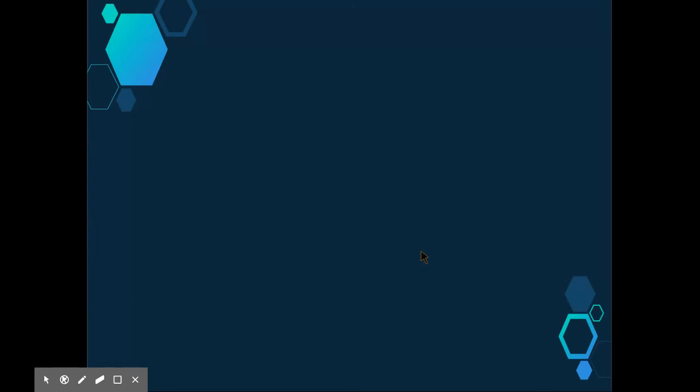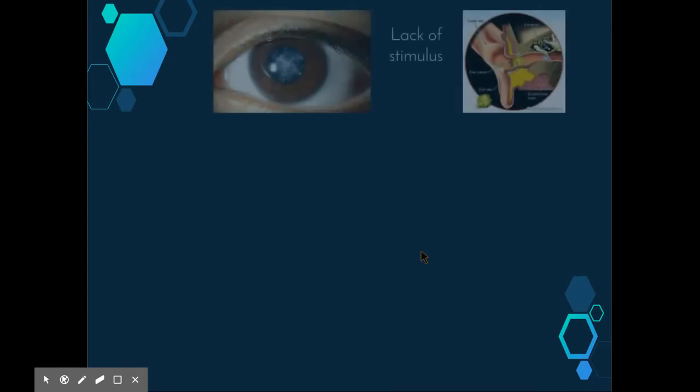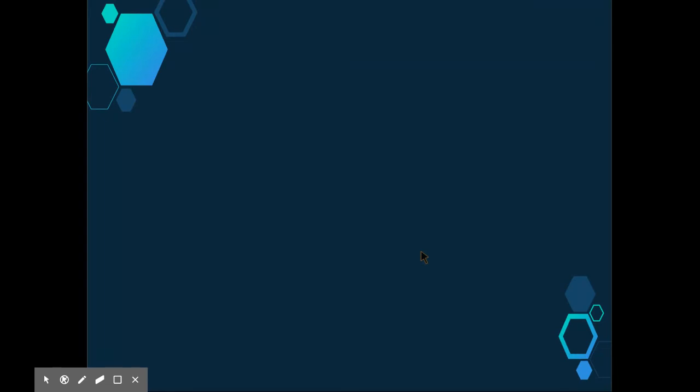So in order for us to be able to interpret what's going on around us, to be able to behave appropriately, we need stimuli to come in from the environment. So stimuli must be received and transmitted to the brain or spinal cord before being interpreted and a response given.